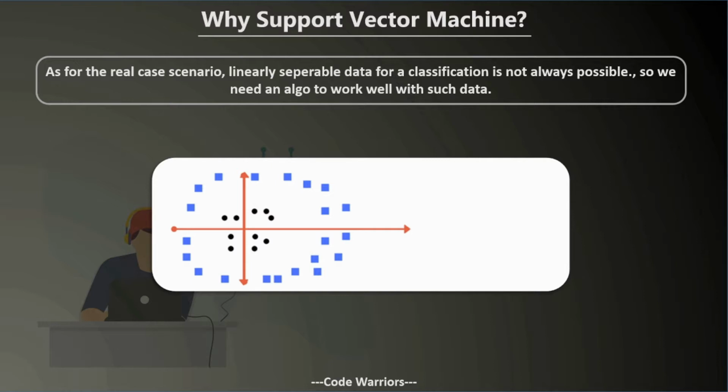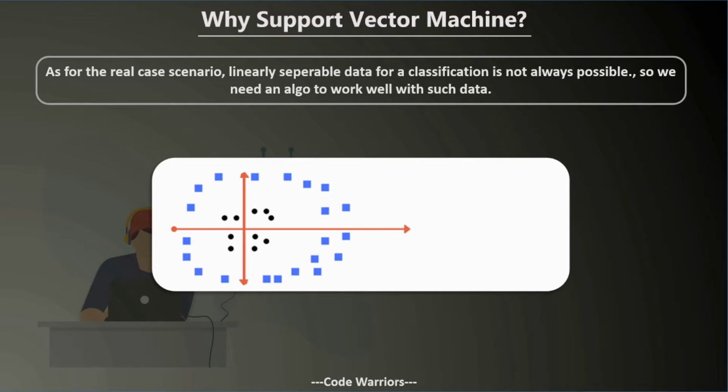Alright? There are multiple algorithms, some of which are used only for linearly separable data, whereas some of them are used for non-linearly separable data. But support vector machine came into play because it can be used to perform both types of classification, for linearly separable data as well as non-linearly separable data. Alright, so that's why it comes into play.